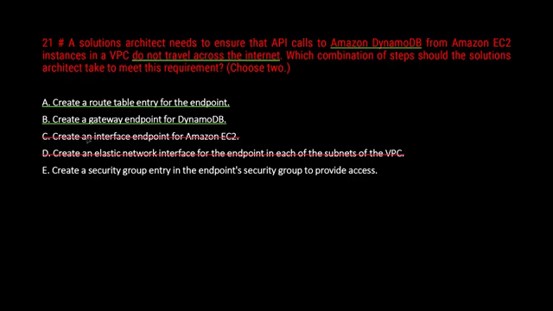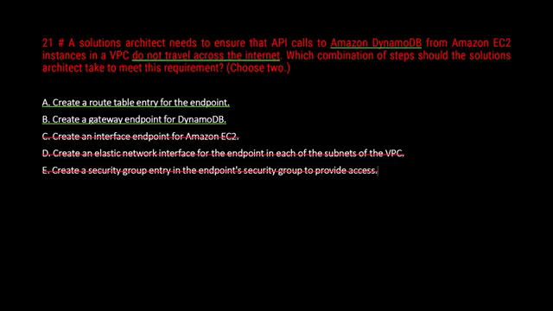Even if there is a question pointing to an interface endpoint, you won't create an elastic network interface. By creating the interface endpoint, it will automatically do it for you. Then it's talking about creating a security group entry. You do this, but not for a gateway endpoint. You will do it for an interface endpoint.